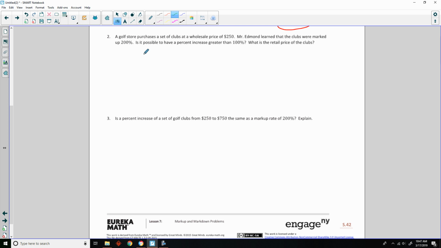If you trade in the stock market, you can make thousands of percent when a company explodes. So we're going to let R equal the retail price. R is the retail price. So R is going to equal the 100%, the cost of the clubs, plus the 200% markup, times the price of the clubs, which was $250.